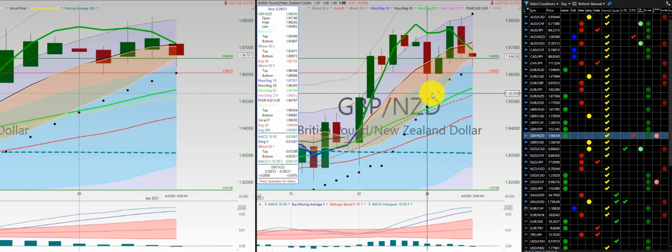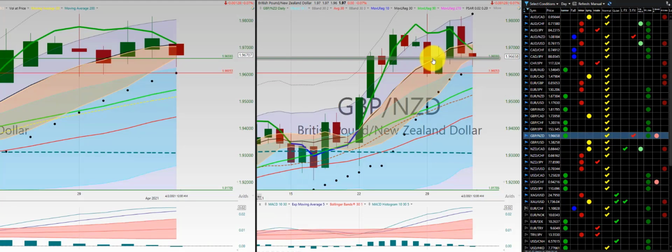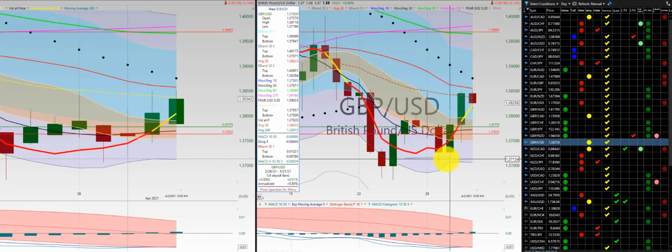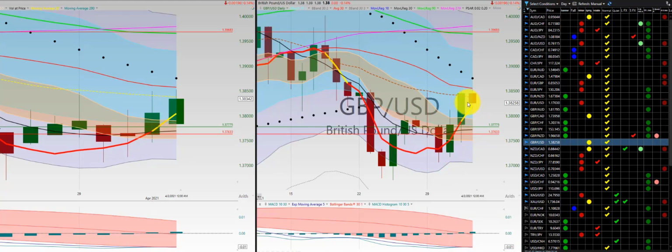British pound New Zealand dollar, had initial short here with a loss and no further trade the rest of the week. Actually turned green for this short and did not take it. British pound US dollar, no trade, no trade, no trade. Took this trade on the last day for a small loss here on Friday.